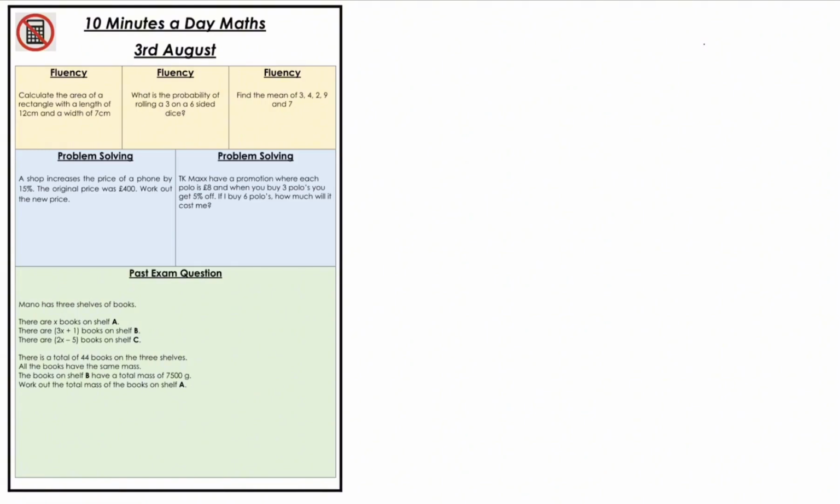and see if you can get 6 out of 6 correct. So today's challenge was a little bit harder. Lots of algebra that are involved, especially on that past exam question. So let's start with our fluency.